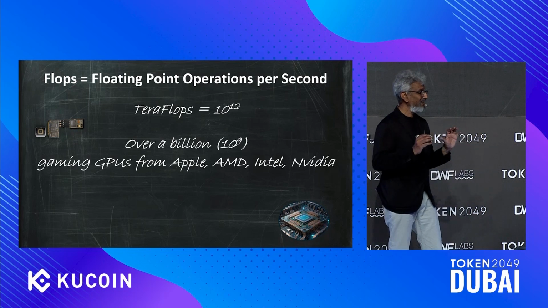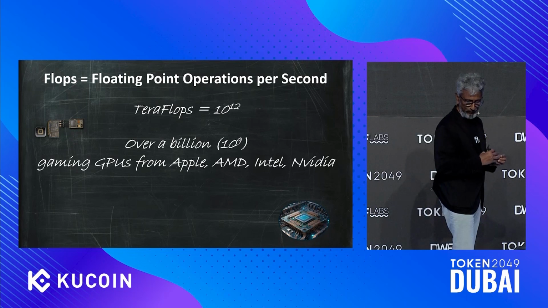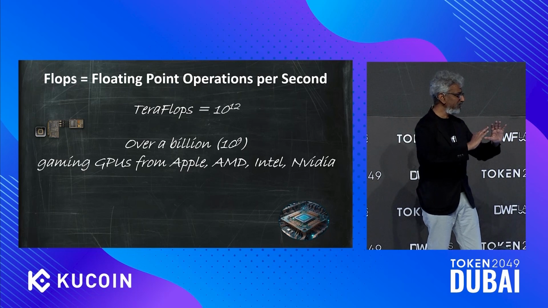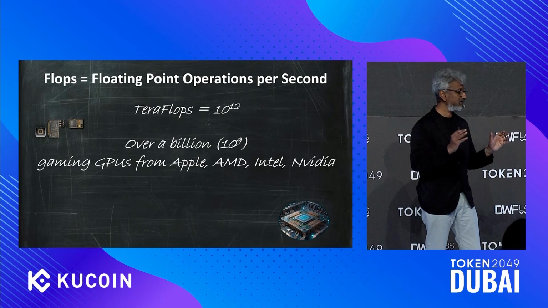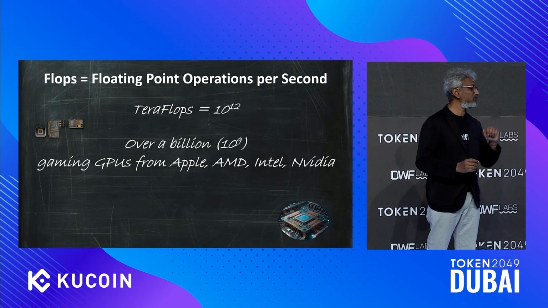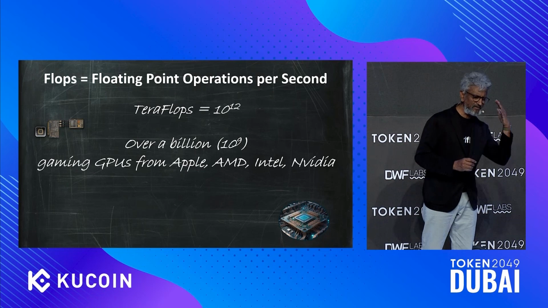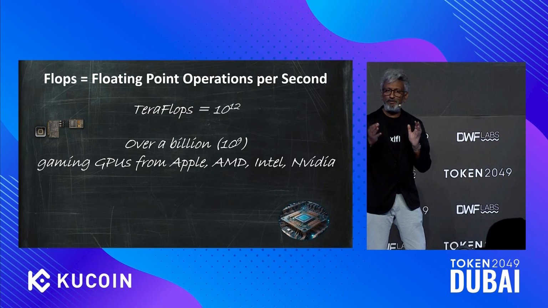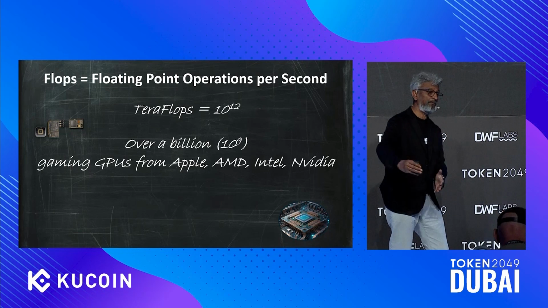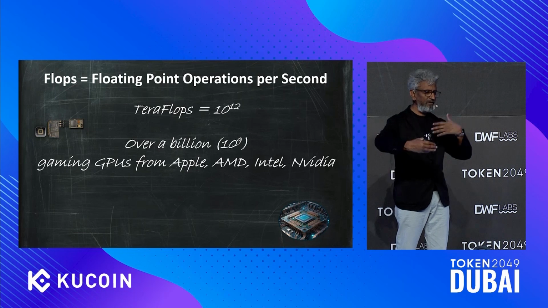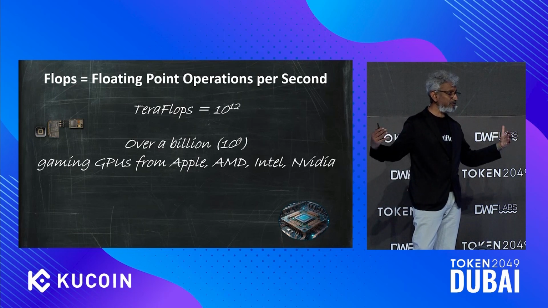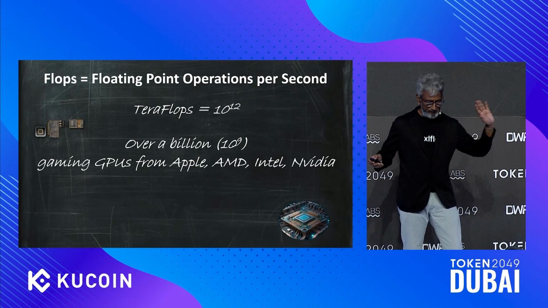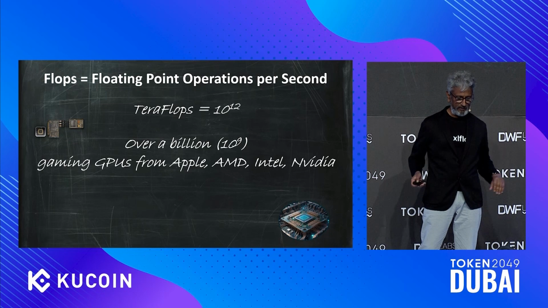You find this literally in a billion gaming GPUs from Apple, AMD, Intel, NVIDIA. This is the teraflop scale. The first teraflop GPU shipped in 2008, roughly 16 years ago. Every year, over 50 to 80 million of these new GPUs ship. So if you look at the install base of teraflop GPUs up to this point, you have over a billion of these GPUs out there.